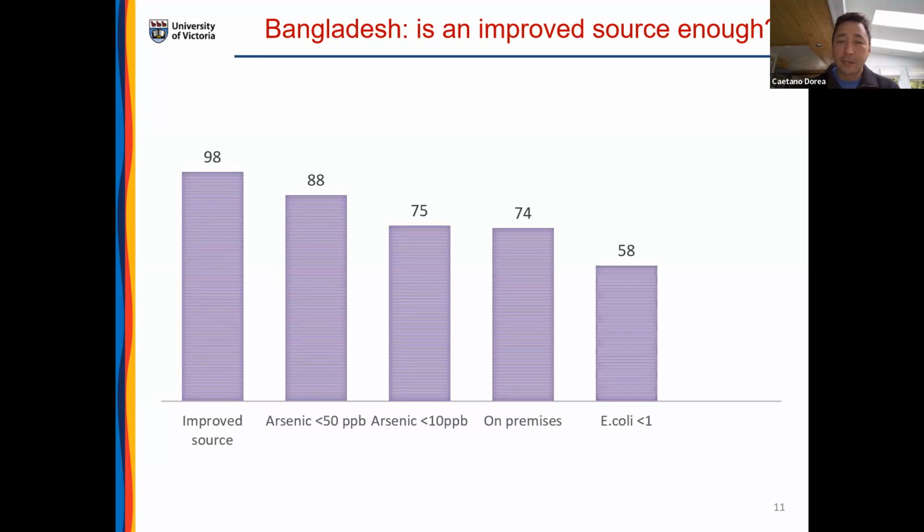Then when we factor in E. coli, so fecal contamination, the water that's free from that falls to 58%. And when we do the Venn diagram where everything meets, we find that only 53% of water sources were improved, free from contamination, and on premise. So that goes from almost 100% to almost 50%, right? That's a stark difference, and that's because we changed the way we monitor.